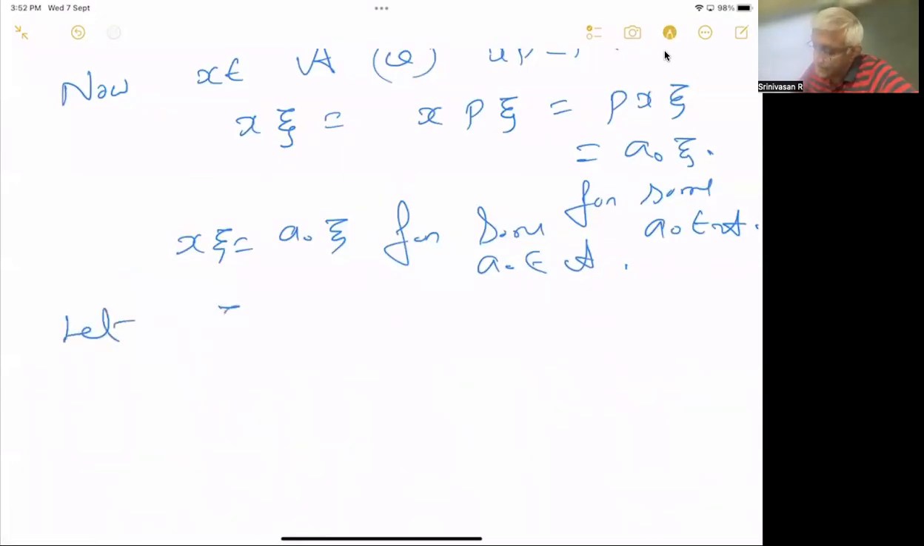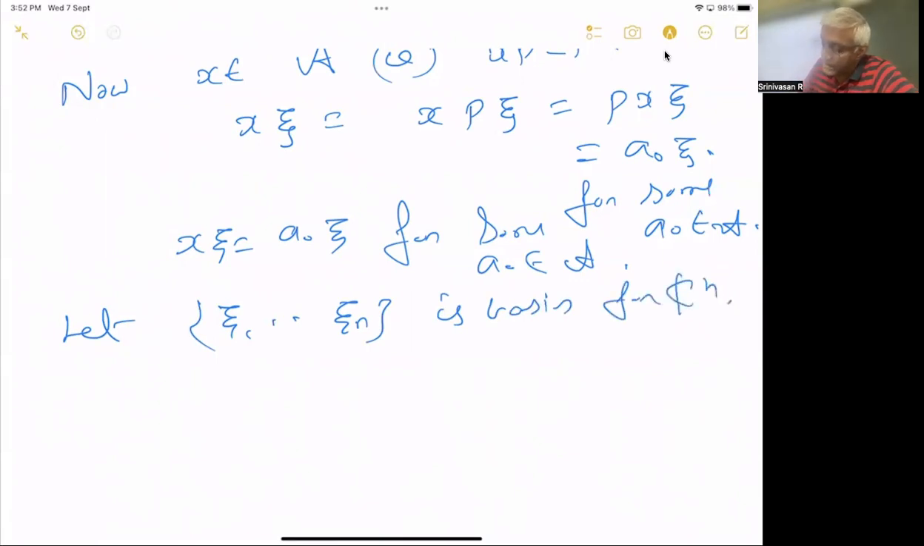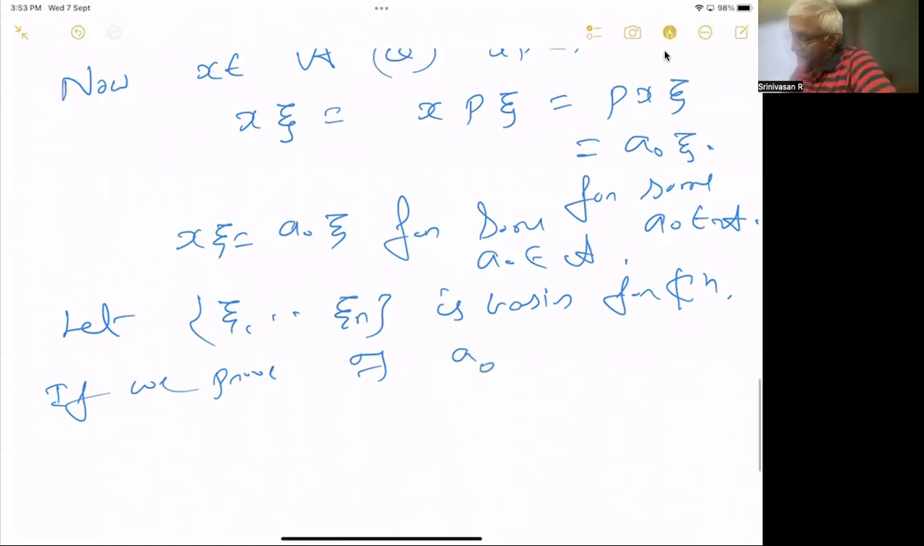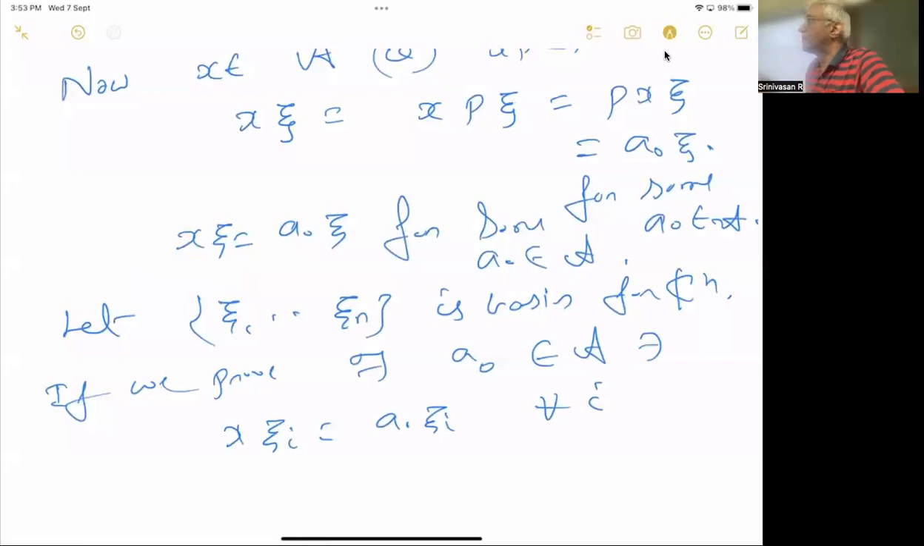So let xi1 up to xn be a basis, possibly an orthonormal basis, for Cn. If we prove there exists some A naught in A, maybe A naught prime, whatever, such that x xi i equals A naught xi i for all i, then we know that x equals A naught, because it agrees on a basis. They are linear operators, so it has to be the same. That's what we want to prove.